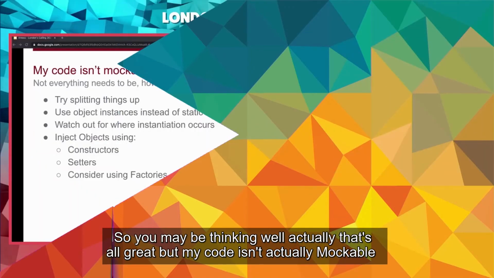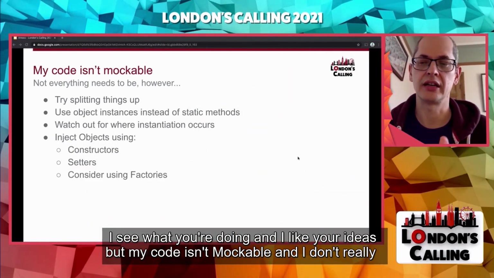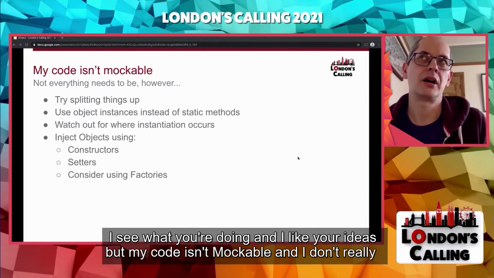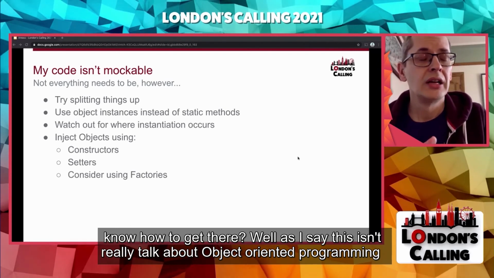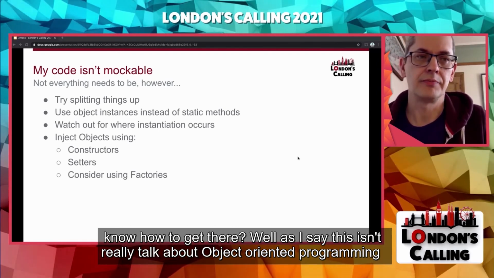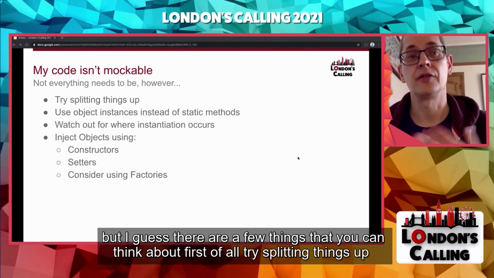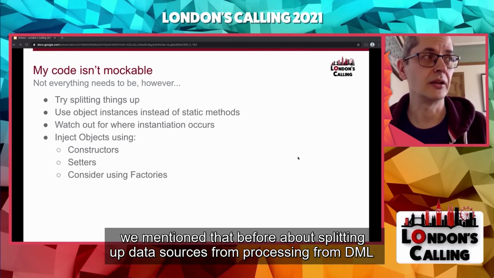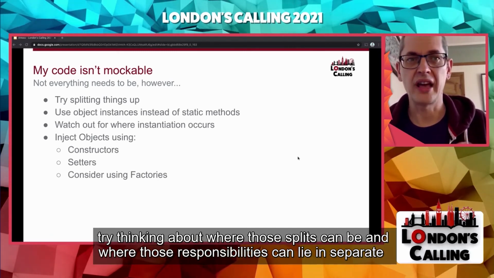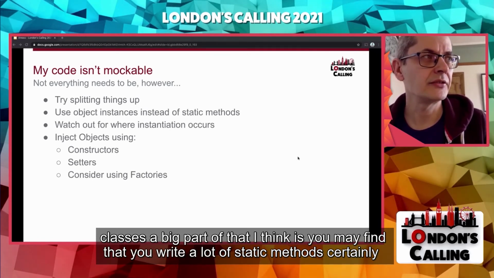So you may be thinking, well, that's all great, but my code isn't actually mockable. I see what you're doing and I like your ideas, but my code isn't mockable and I don't really know how to get there. Well, as I say, this isn't really a talk about object-oriented programming, but I guess there are a few things that you can think about. First of all, try splitting things up. We mentioned that before about splitting up data sources from processing, from DML. Try thinking about where those splits can be and where those responsibilities can lie in separate classes.